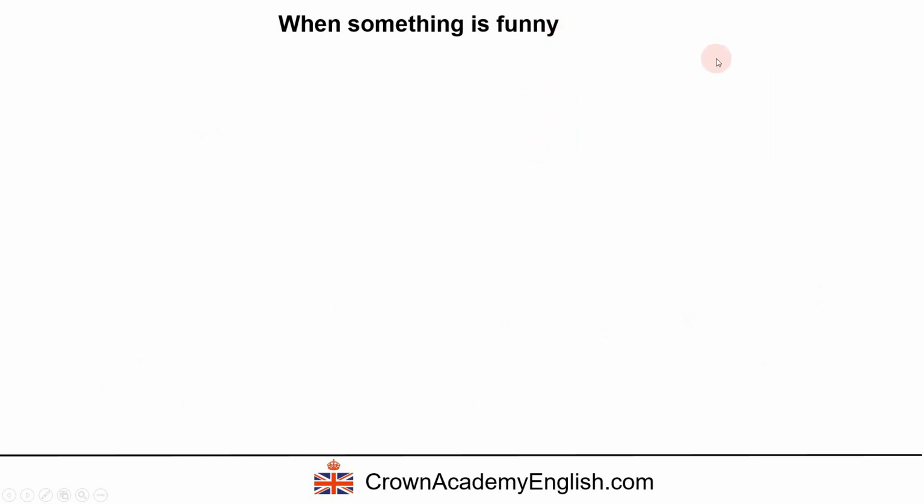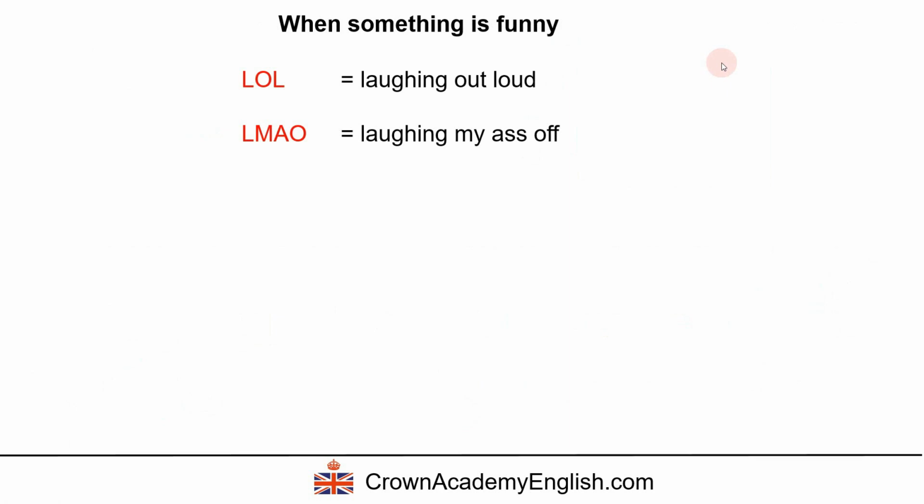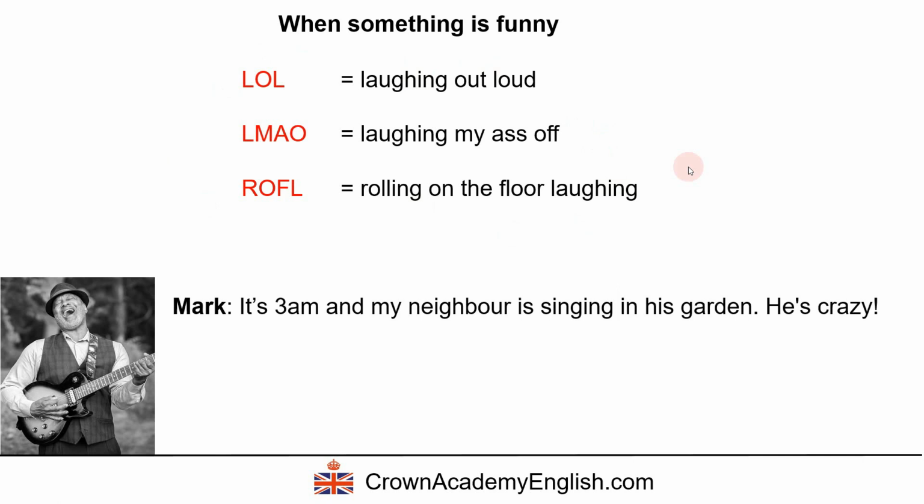So when something is funny, we can write LOL, laughing out loud, LMAO, laughing my ass off, ROFL, rolling on the floor laughing. So all of these mean that you find something funny and you are laughing. Mark writes, "It's 3 a.m. and my neighbour is singing in the garden. He's crazy." And John replies, rolling on the floor laughing.